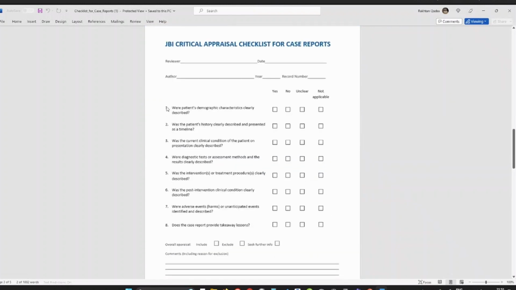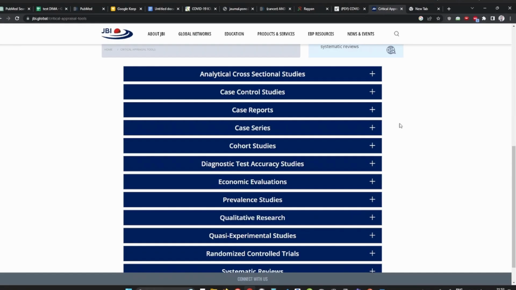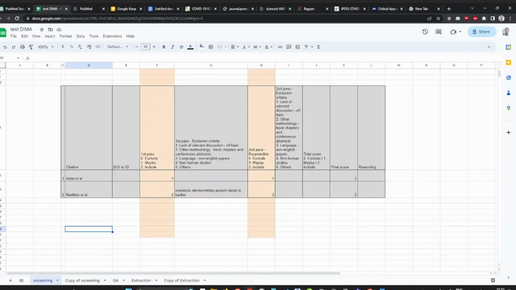For example, this particular checklist has 10 questions in it. So we have to check each case report. We have to read the case report and see if it answers each question in this checklist. We will judge this as yes, no, unclear, or not applicable. Now, how that is done: I will transfer this checklist into an Excel sheet, the same thing that I've done here.